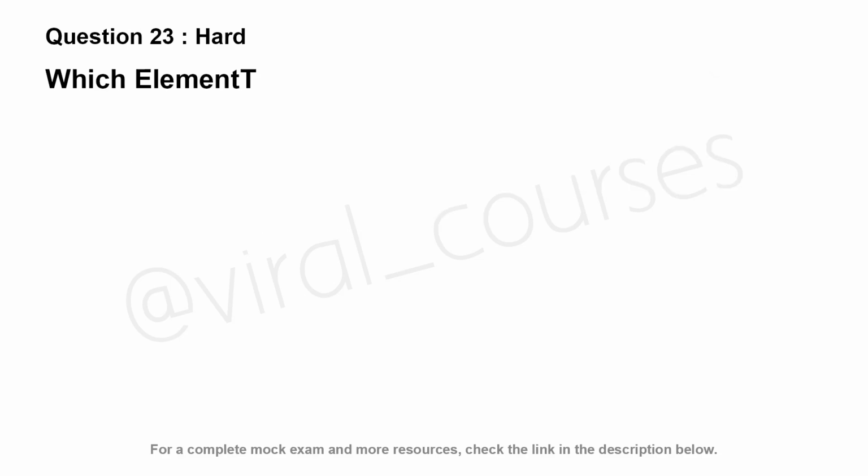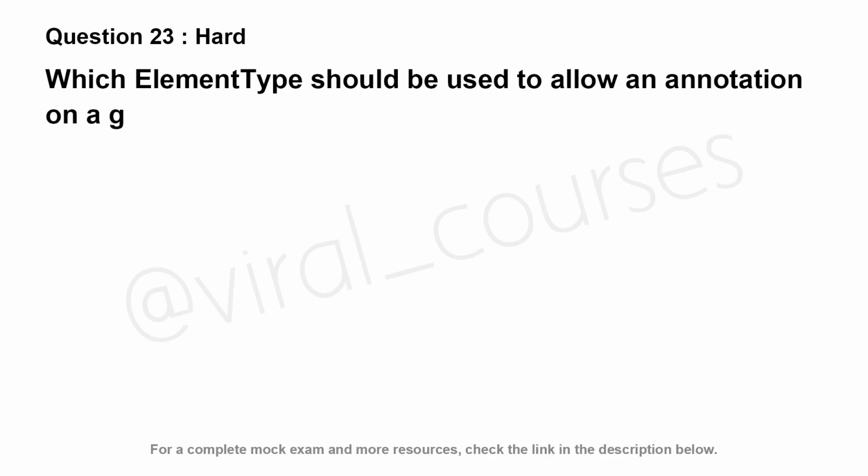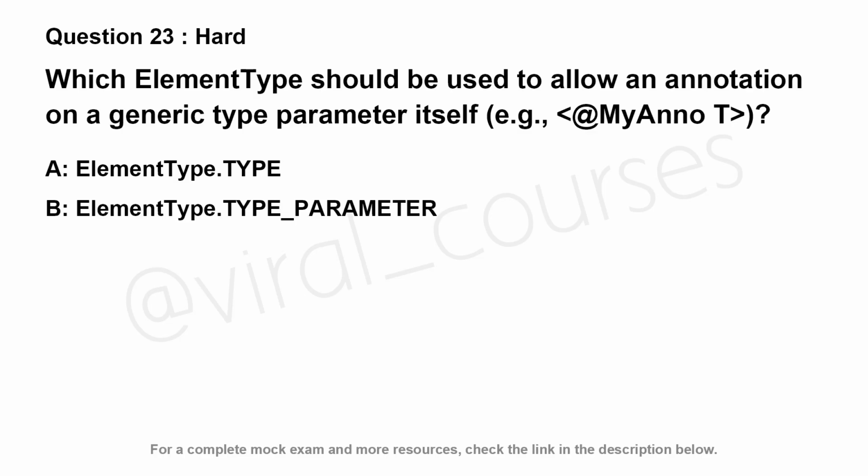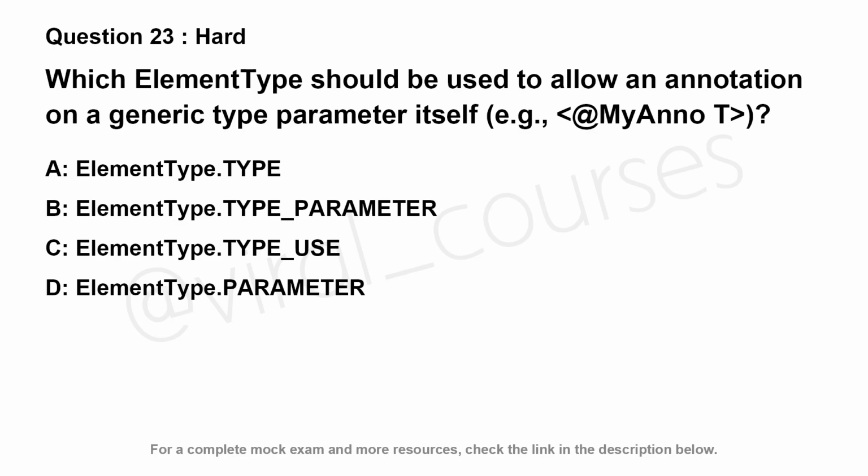Which element type should be used to allow an annotation on a generic type parameter itself? For example, <@MyAnnot T>. Option A. ElementType.TYPE. Option B. ElementType.TYPE_PARAMETER. Option C. ElementType.TYPE_USE. Option D. ElementType.PARAMETER.